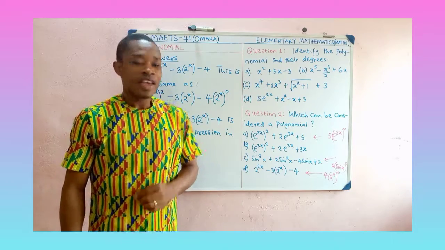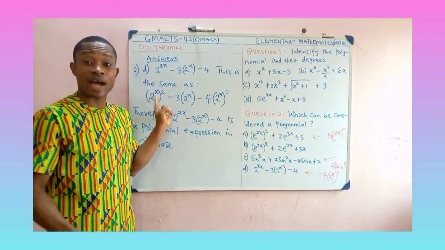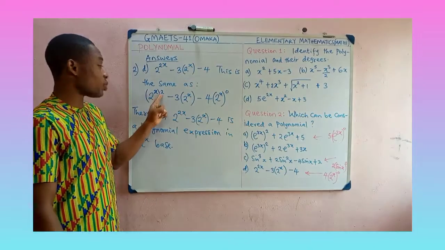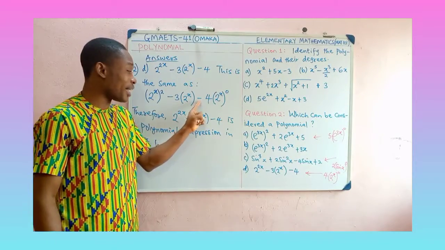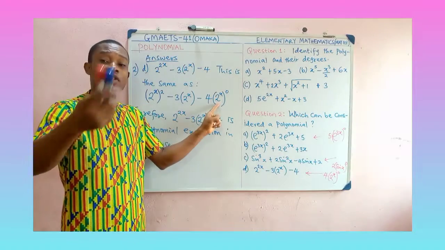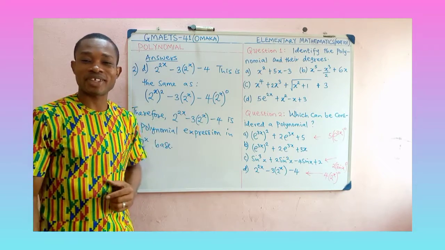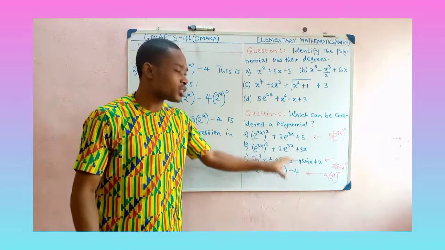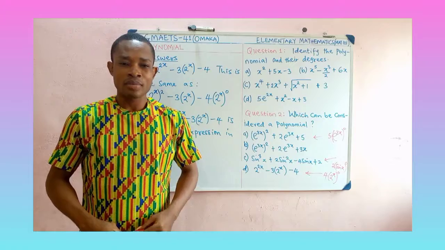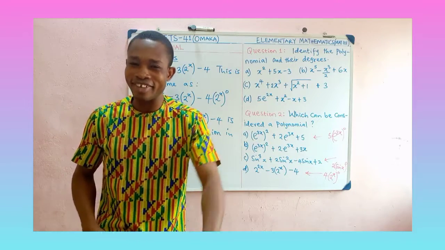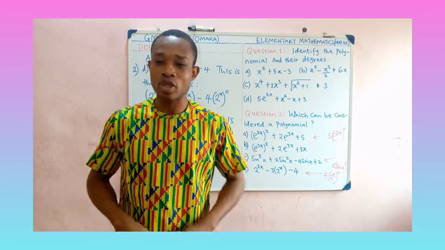If I choose to call this 2 raised to the power x as maybe k now, you notice that this becomes k raised to the power 2, minus 3k raised to the power 1, then minus 4k raised to the power 0. K raised to the power 0 gives us what? 1. 1 times 4 gives us the minus 4 here. So you see that there are some expressions that might be given to you. Looking at them directly, they may not look like polynomials, but if you look intently with a keen eye, you would notice that it is actually a polynomial.